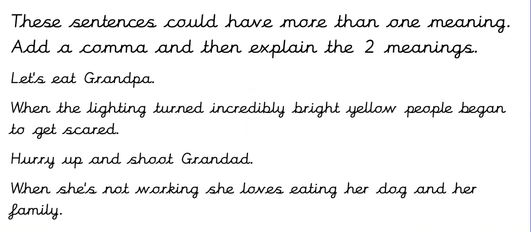So these sentences then could have more than one meaning. Add a comma and then explain the two meanings. So we've got: let's eat Grandpa. When the lightning turned incredibly bright yellow, people began to get scared. Hurry up and shoot Grandad. When she's not working she loves eating her dog and her family. Pause the video, see if you can add commas, and see if you can decide what each of the sentences means.